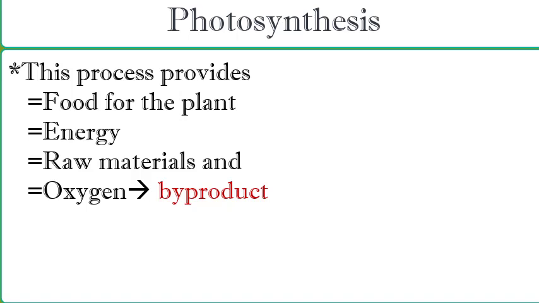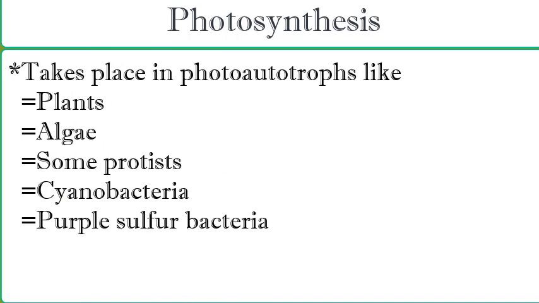Furthermore, photosynthesis is important because it is the number one source of oxygen in the atmosphere. It contributes to the carbon cycle. It contributes to the symbiotic relationship among plants, animals, and human beings. It directly or indirectly affects most living things on Earth since it serves as the primary energy process for plants. So photosynthesis takes place in photoautotrophic organisms like plants, algae, some protists, cyanobacteria, and purple sulfur bacteria.